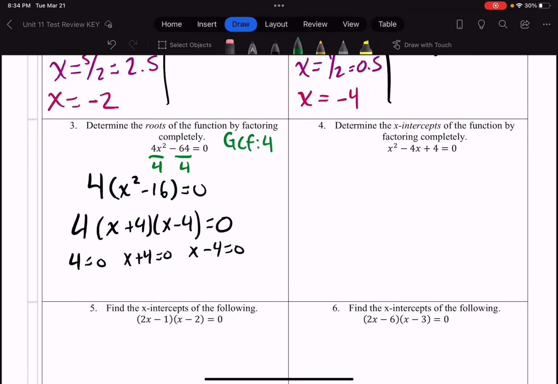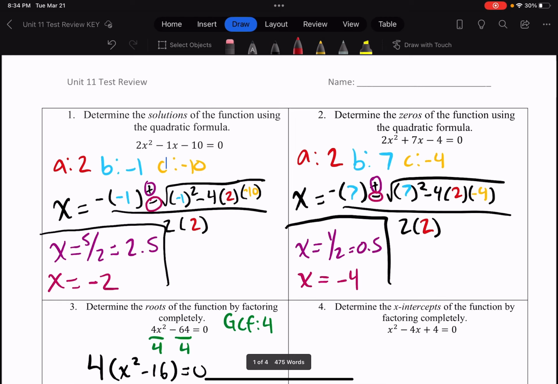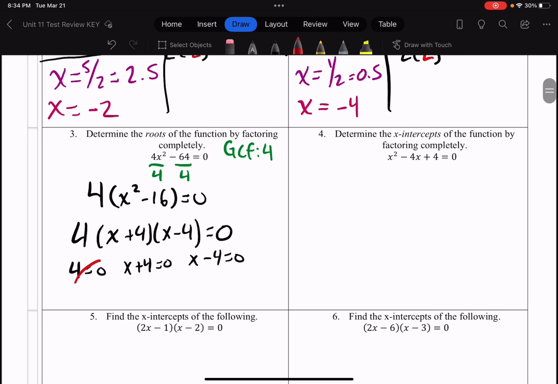And from here, can 4 ever equal 0? No, so this is not a solution. I don't even have to worry about it. That's just the greatest common factor of 4. So I don't even have to set that value equal to 0 because it doesn't contain a variable.